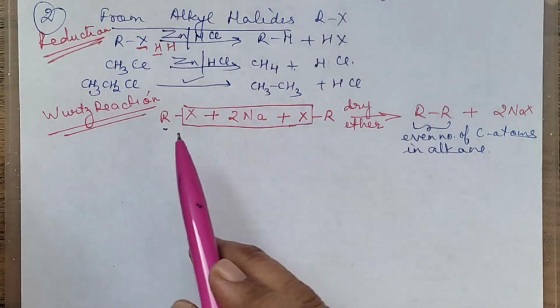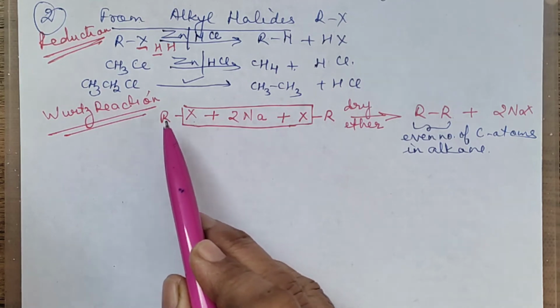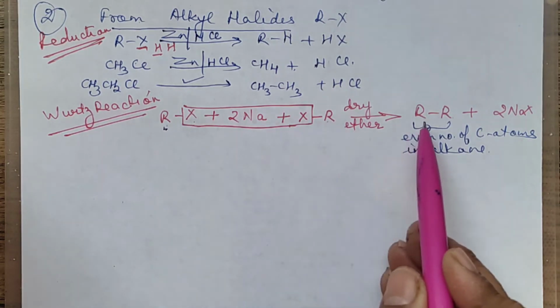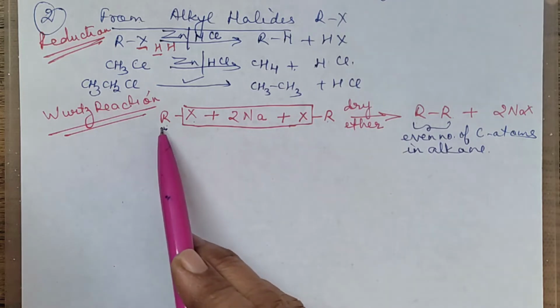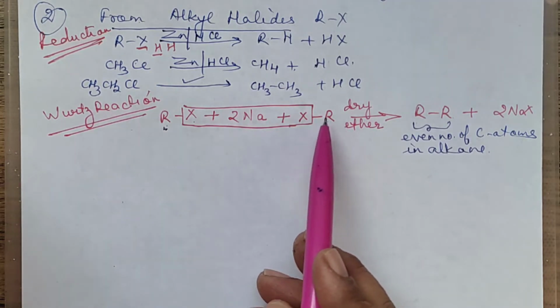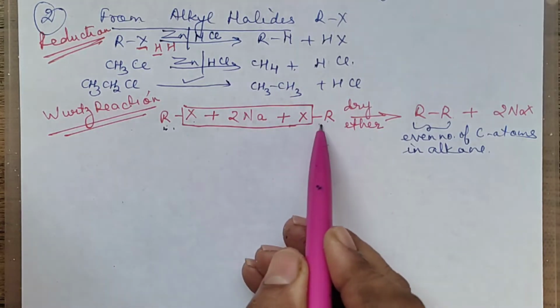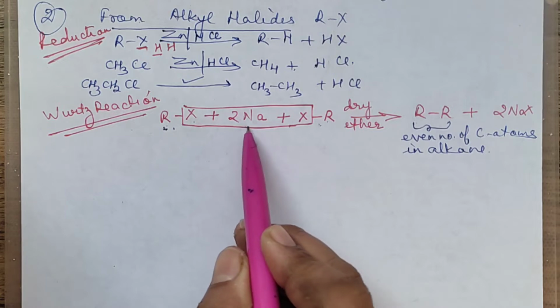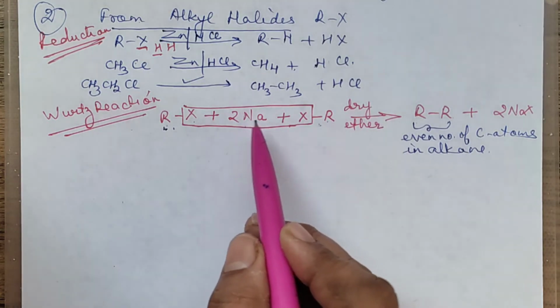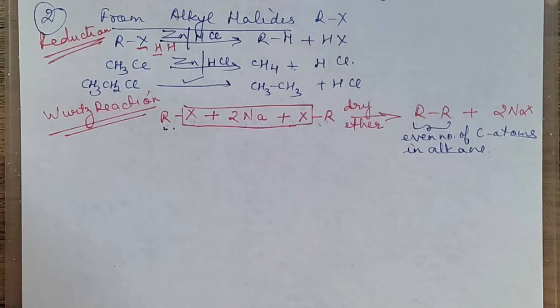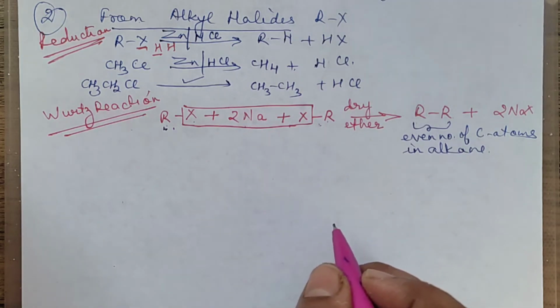That means if you take a 1 carbon atom alkyl halide, 1 carbon atom here, 1 carbon atom here, you will get 2 carbon atoms. If you take a 2 carbon atom alkyl halide, 2 carbon atoms here, you will get 4 carbon atoms. So you will never get odd carbon atoms in the alkane obtained by the Wurtz reaction. The basic format is this: alkyl halide will react with sodium in the presence of dry ether, and it will result in the formation of an alkane with an even number of carbon atoms.